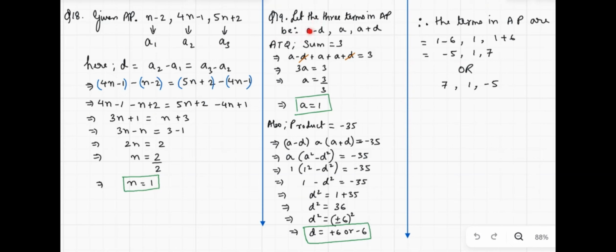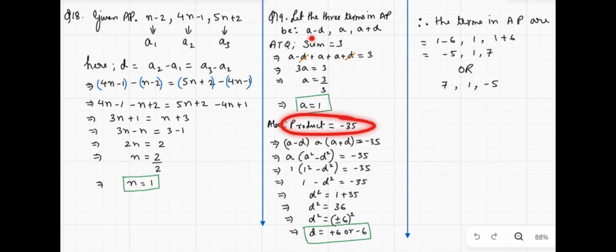Here we have 3 numbers in AP such that their sum is equal to 3, and we have to find what those numbers are. We can assume, let the numbers in AP be A minus D, A, and A plus D, where D is the common difference. Now the sum is equal to 3. Sum means adding all these terms, that is A minus D plus A plus A plus D. Minus D plus D will be 0. Then we have 3A is equal to 3. A is equal to 3 by 3, that is 1.